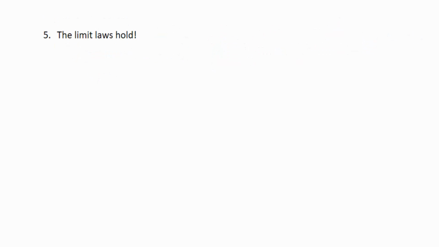Number 5, the limit laws from Calc 1 do hold. So what do I mean by the limit laws? Like the limit of, let's say, a sum of two sequence formulas or a difference, what would that equal? Assuming both converge, assuming both a_n and b_n converge to a number. Now, what do I mean by that? When I say assuming a_n converges to a number, that's the same thing as saying the limit of a_n as n goes to infinity equals a number, right?